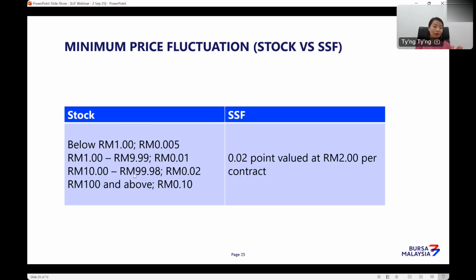If your stock is from $10 to $99.98, every time the market moves, it needs to move by 2 cents. It cannot move by 1 cent. But for SSF, it has been standardized so the minimum price fluctuation will be 2 cents. And if you multiply by 100 shares, because every contract represents 100 shares, it will be $2 per contract. So unlike stocks, where different price categories have different minimum price fluctuations, for SSF it is standardized across the board.